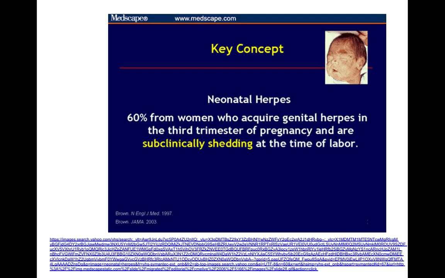Neonatal herpes. 60% of women who acquire genital herpes in the third trimester of pregnancy are subclinically shedding at the time of labor. So they have to be really careful about this, you guys. Maybe mom doesn't have any clinical signs or symptoms, but she could still be shedding the herpes virus. So during a vaginal delivery, the baby can be infected, causing neonatal herpes. And again, depending, the mortality rates can be really high, or there can be permanent neurological damage done.